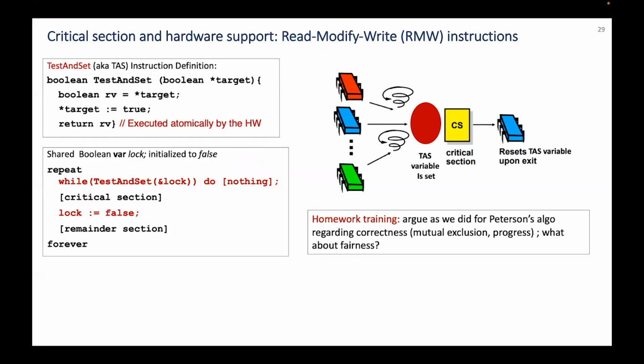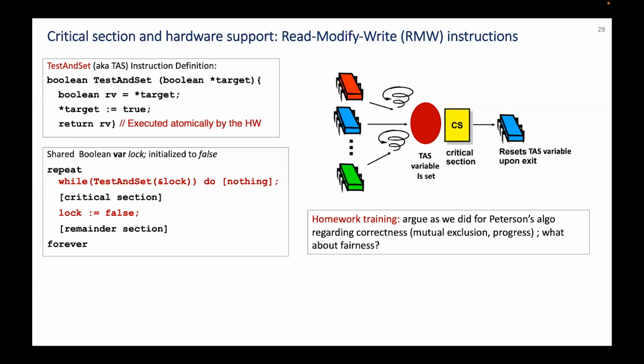Let's try with the test and set instruction. As shown in the slide, the function gets a Boolean variable, sets it to true, and returns the previous value. As I said, this instruction is executed atomically, so it either runs in its entirety or it does not. Under the hood, the hardware is either disabling interrupts if the system is uniprocessor or locking the system bus if the system is a multiprocessor one.